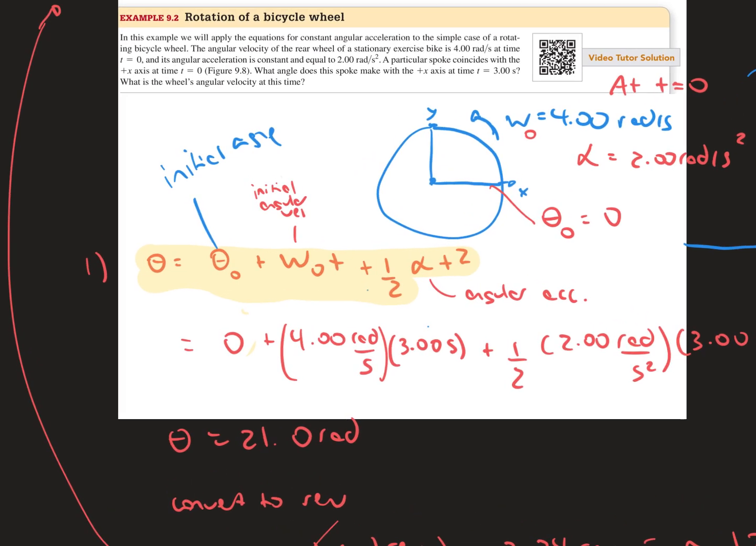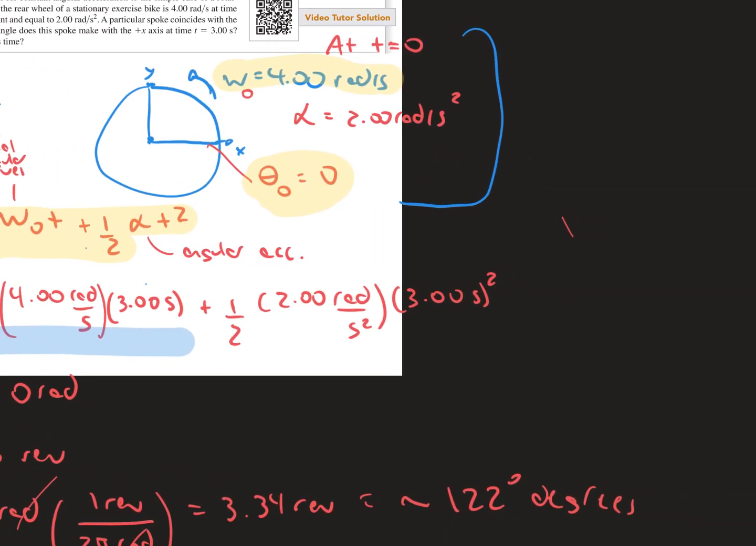That's going to be the initial angle plus the initial angular velocity times time plus 1/2 the angular acceleration times time squared. Now according to the graph, the initial angle is going to be equal to 0 and the initial angular velocity is going to be 4 radians per second, and the time given is just 3 seconds. So we just plug it into the equation.